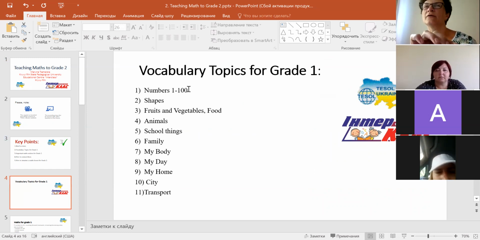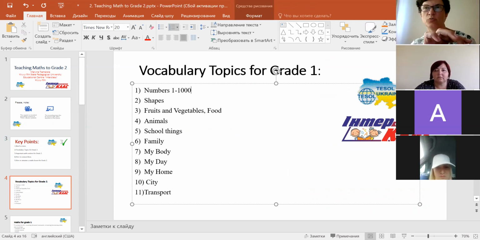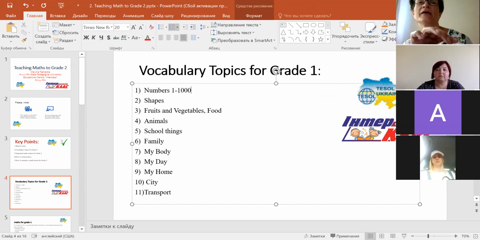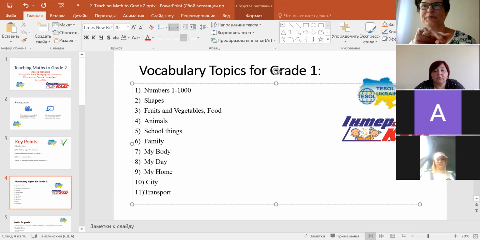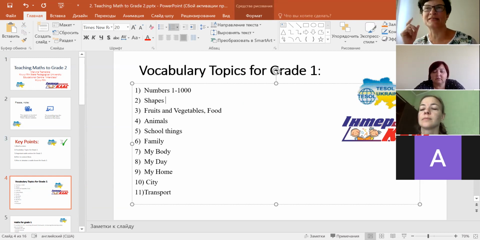Numbers from 1 to even, not 100, but we can even count to 1,000 already. Shapes. What happens to these shapes? Can you guess? Okay, you'll see. New shapes are added. I promised, remember, I promised 3D shapes, but somehow I can't connect them, and we'll do the perimeter of shapes. We'll do the polygons and the perimeter.